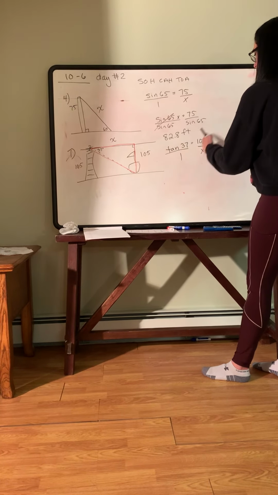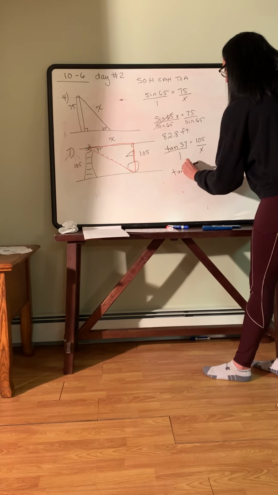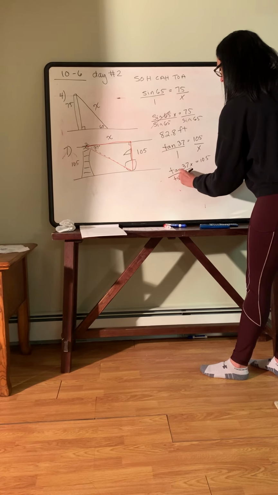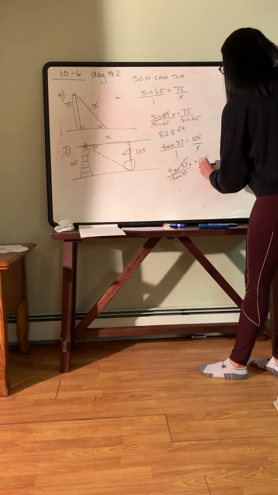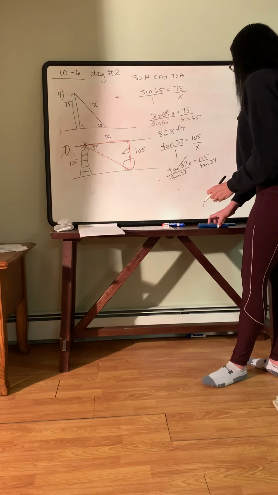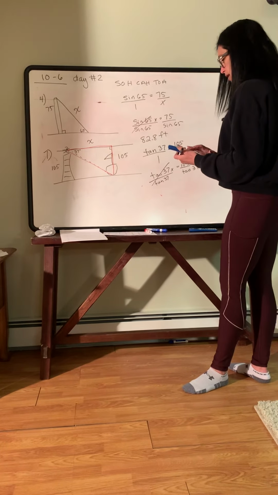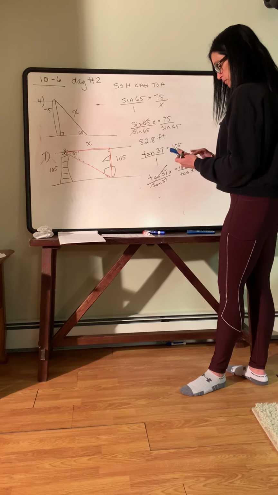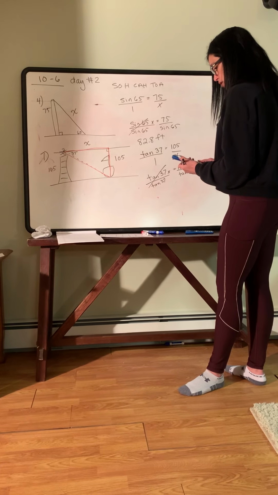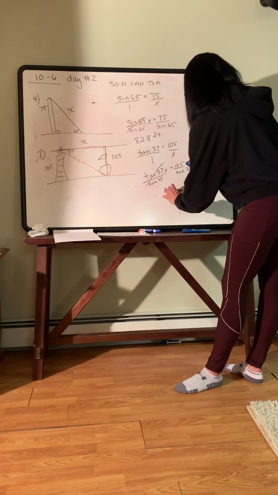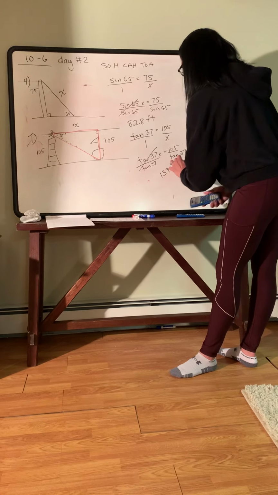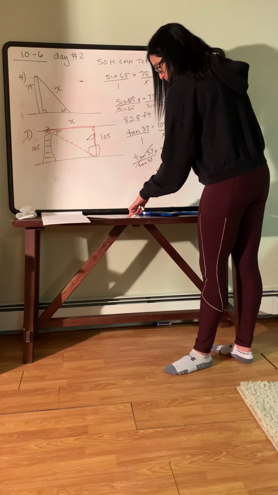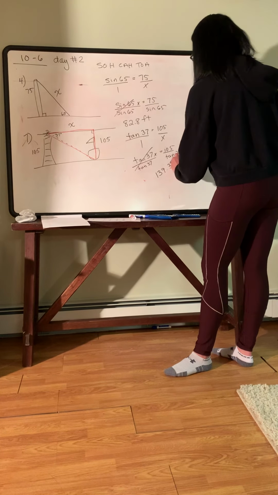Make it a proportion, cross multiply. We get tangent 37 x equals 105. Divide by tan 37. And on your calculator, you're going to do 105 divided by tan 37. And when you round it to the nearest tenth, it's going to be 139.3 feet.